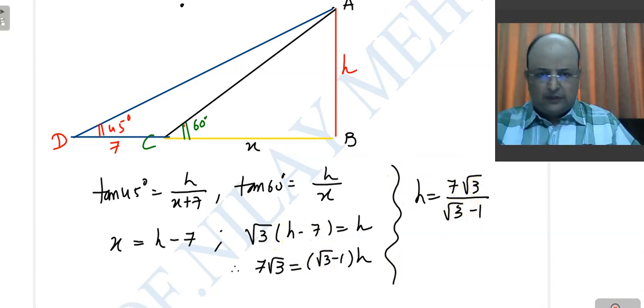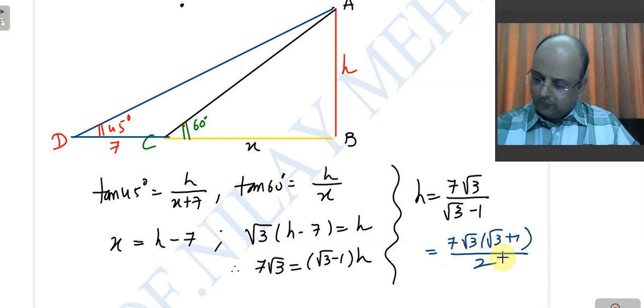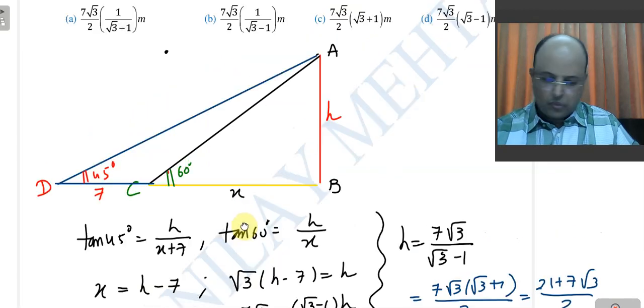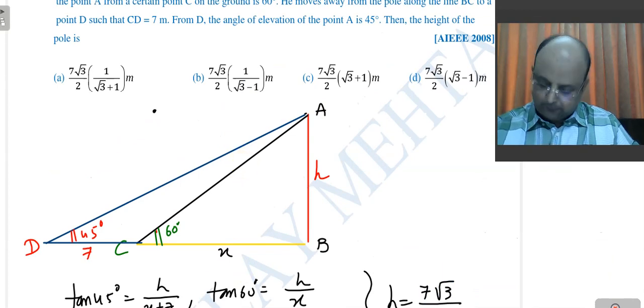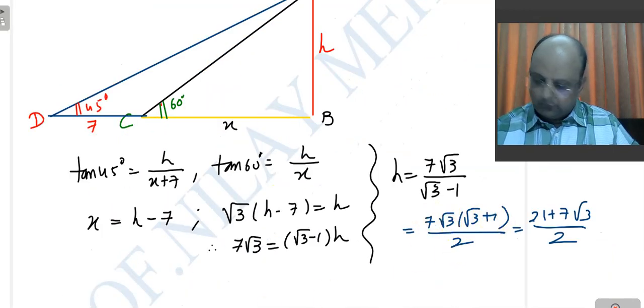કદાચ usually લોકો LCM લઈ લેતા હોય છે. They don't want irrational number in denominator. So I go for 7 root 3 into root 3 plus 1 upon 2. Okay. Or they can write this as 21 plus 7 root 3 upon 2. Let me hope કે આમાંથી એક આન્સર અંદર મૂક્યો જ હોય એ લોકોએ. 7 root 3 upon 2 into root 3 plus 1. Fortunately it is option C if you observe.